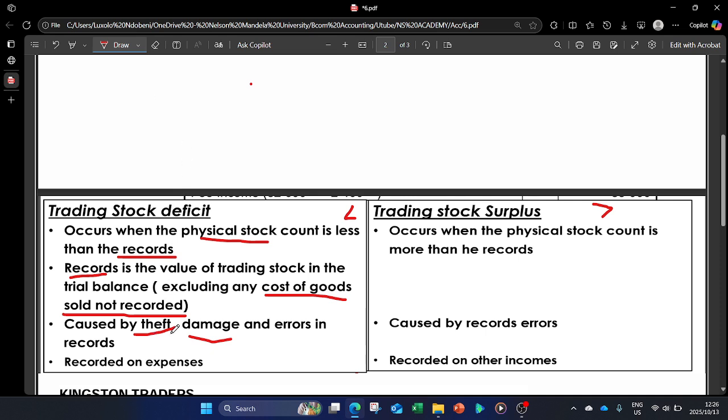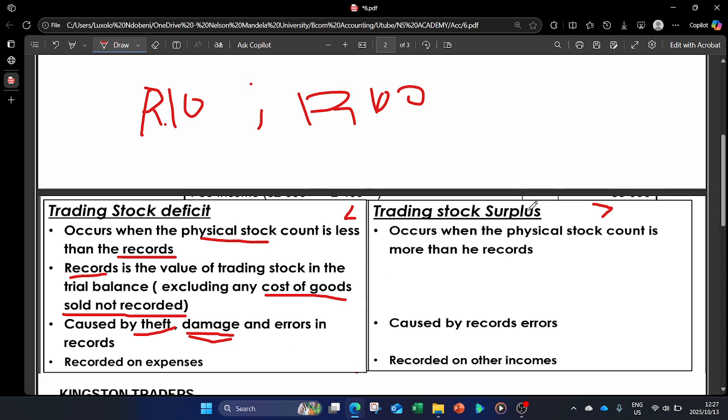So theft can cause that, and damage, which means damaged stock will be wasted. It will be thrown in the dustbin because it is damaged. So that can also cause a deficit, and also errors in the records. Let's say our bookkeeper overstated the value of inventory of 10 rand and recorded it as 100 instead of 10 rand. That means the records will be more than the physical stock count, and that is the error in the records.